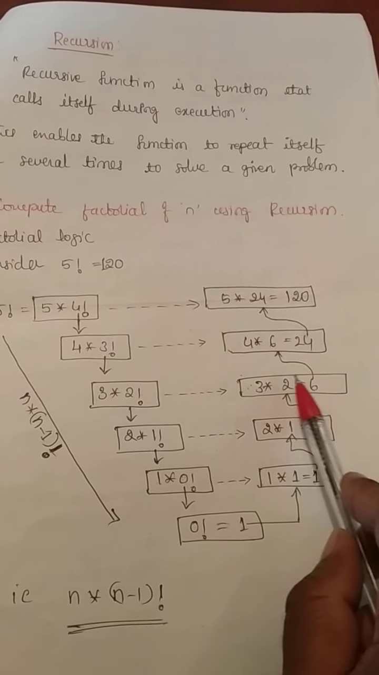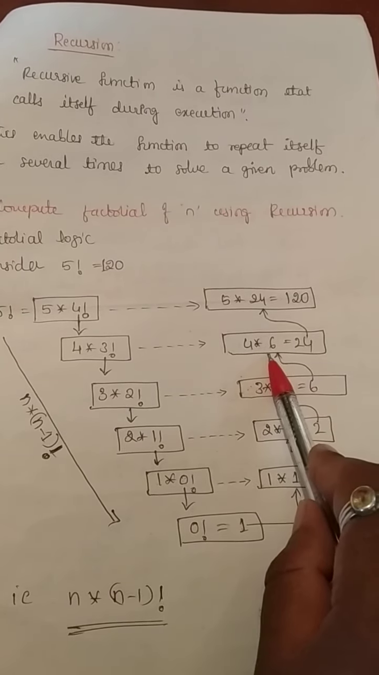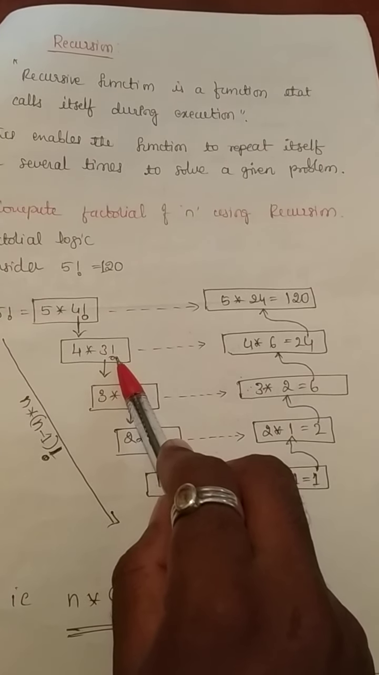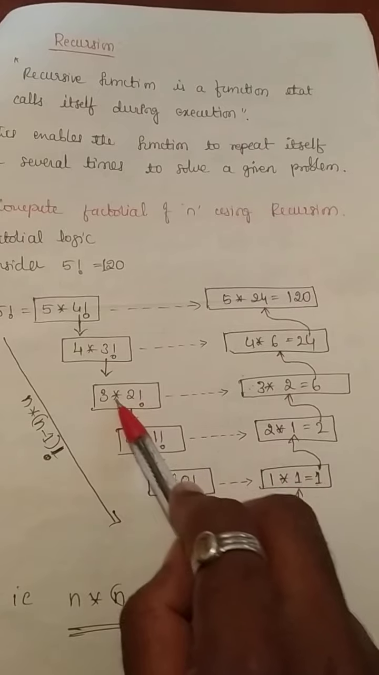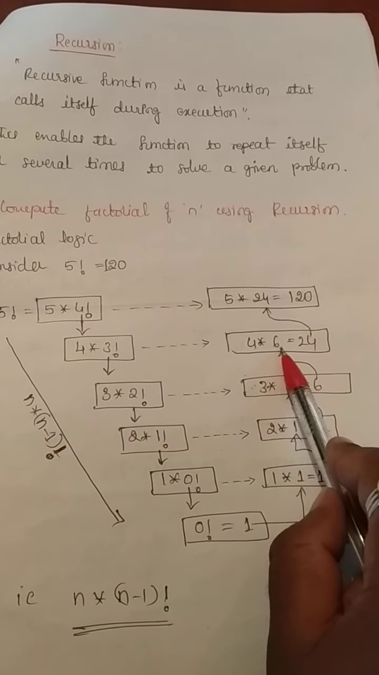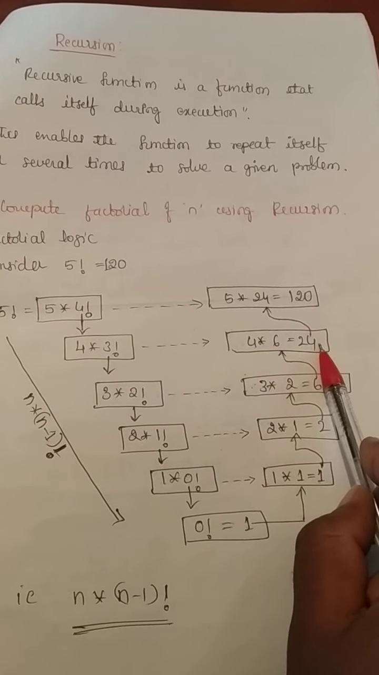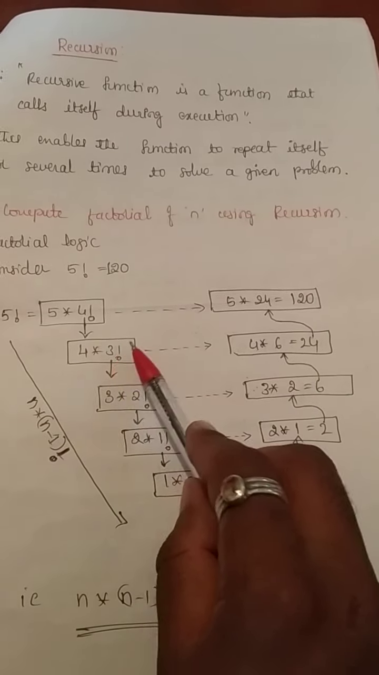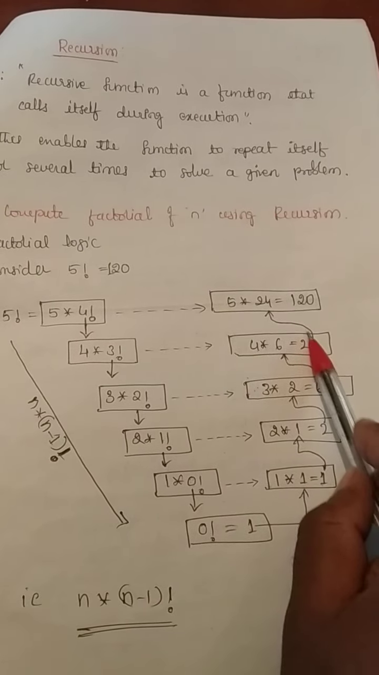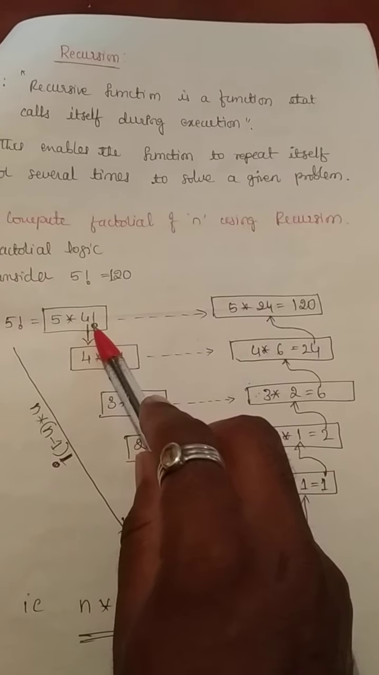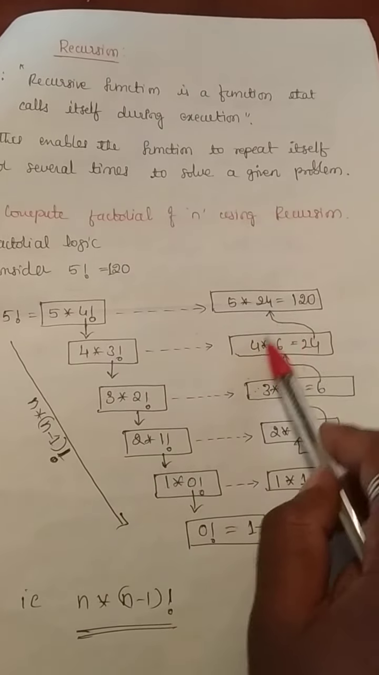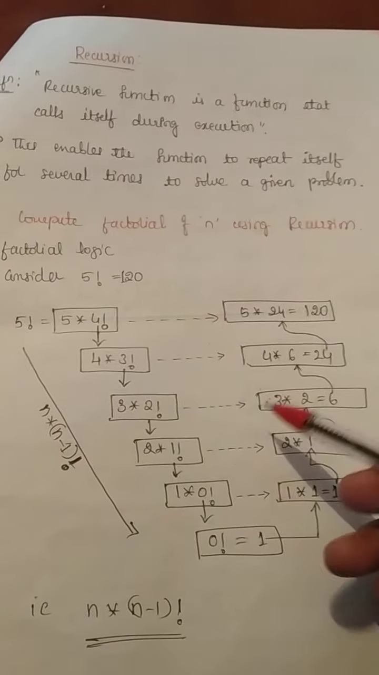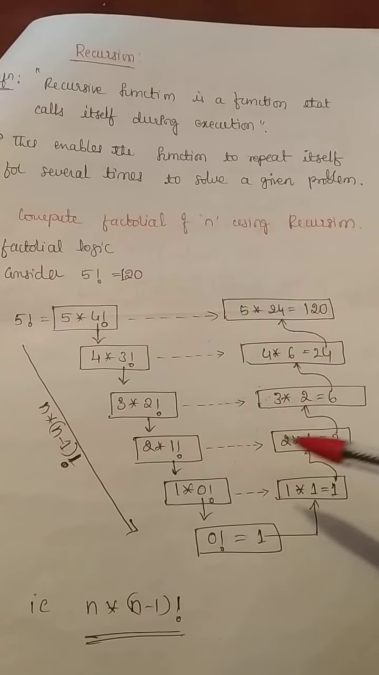Now 3 factorial result is 6. That I will substitute here in this place. See, 4 into 3 factorial result. 3 factorial result is this one, correct? 6 I stored here. 4 into 6, 24. Then this is nothing but the 4 factorial result, correct? Overall 4 factorial result is how much? 24. I will substitute here. See, 5 into 4 factorial result is 24. 5 into 24, how much? 120. So this is what a recursive function is.